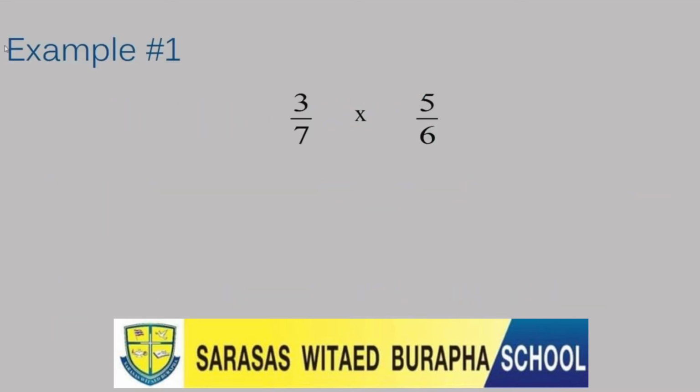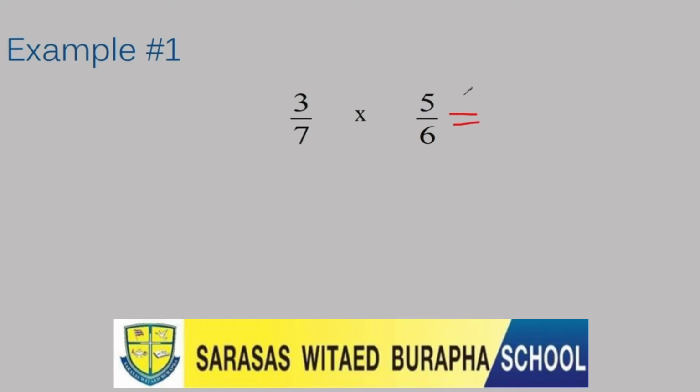Example number 1. This is a multiplication problem. The great thing about multiplying fractions is you do not have to get a common denominator. You multiply straight across, so they're really straightforward and pretty easy. I'm going to draw my equal sign out here.